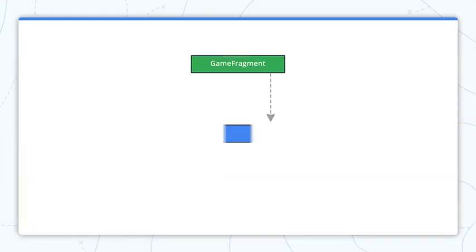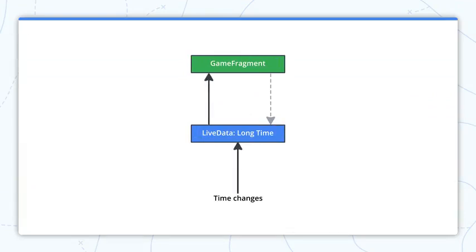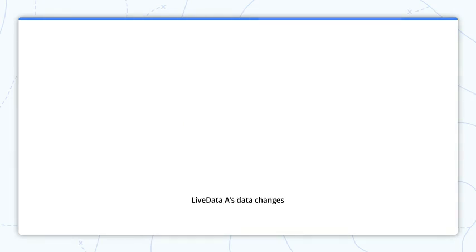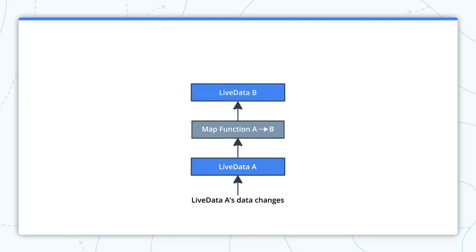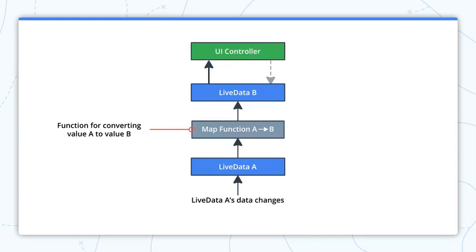We can think of LiveData as an object that emits data when it changes. For example, when we update the time, it emits the updated time to all of the UI controllers observing it. The map function takes the output of one LiveData, which I'll call LiveData A, does some sort of conversion on it, and then outputs the result to another LiveData, which I'll call LiveData B. Observers can then observe LiveData B if they want. The conversion is defined in a function.